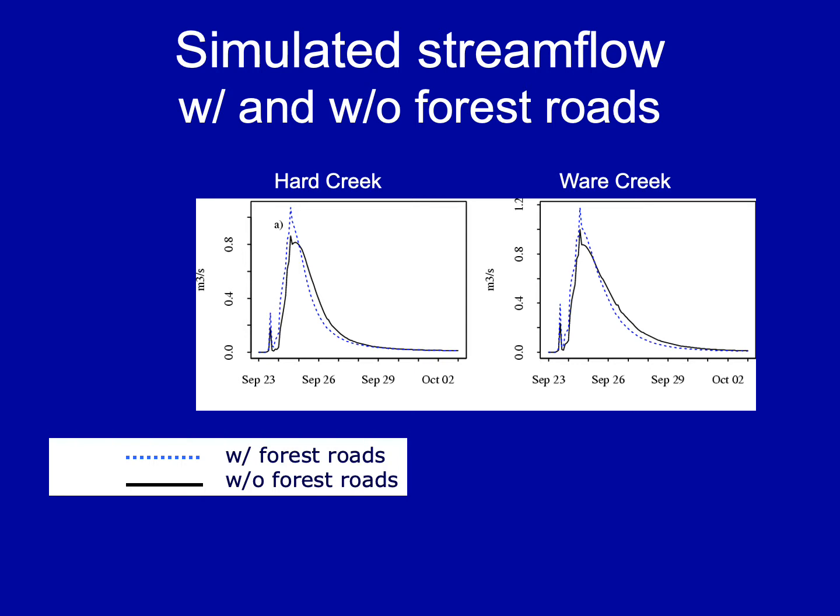To see this impact at watershed scale, we once again turn to model simulations for Hard and Ware Creek and the Deschutes River Basin. Here the blue line shows model simulations when the forest road network is represented. We can see that compared to the control simulation with no forest roads, the hydrograph peaks higher and a little bit earlier when roads are represented. Unlike with the case of forest harvest alone, the impact of forest roads has the potential to increase with increasing storm size.